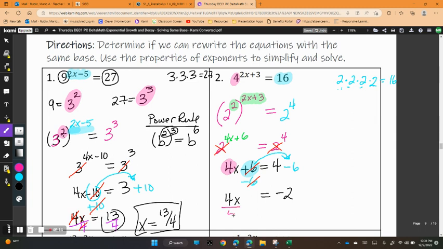Then I'm going to go ahead and divide both sides by 4 so I can cancel out these two x's. And I'm going to be left with x equals negative 2 over 4, which is negative 1/2. So my final answer is x equals negative 1/2.